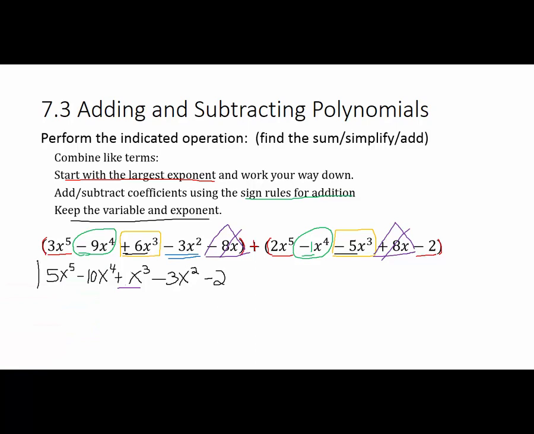And here's my final answer. 5x to the fifth minus 10x to the fourth plus x to the third minus 3x to the second minus 2. That's it. And you will type it into Hawks exactly like that. They want the big old formula just like that.